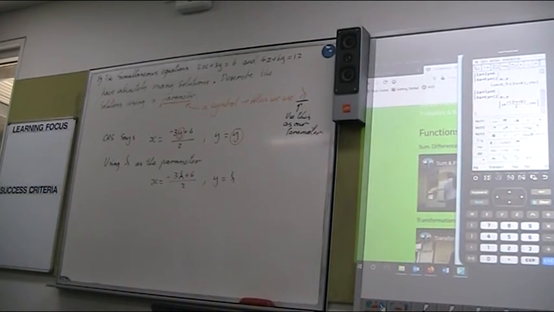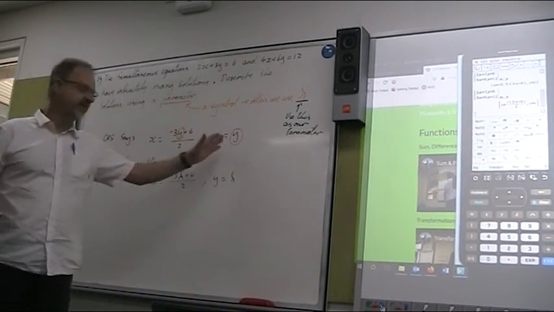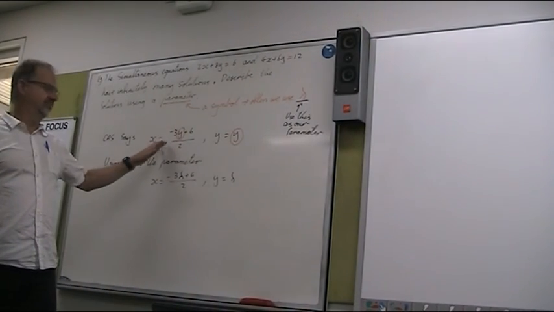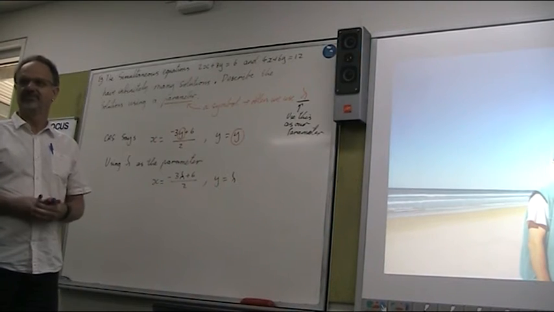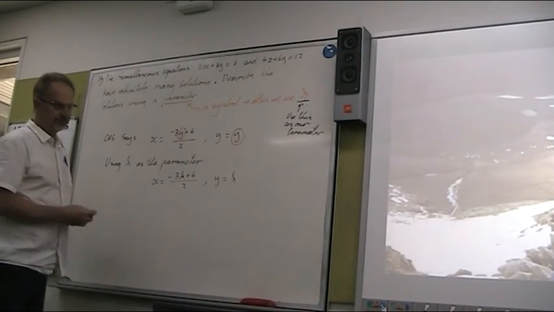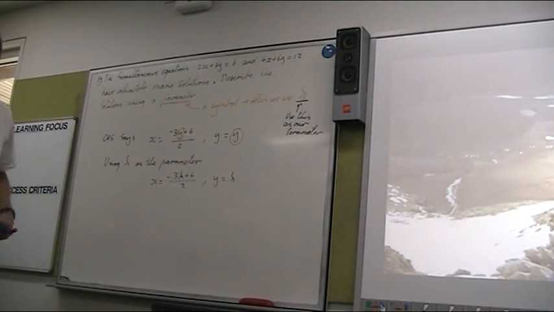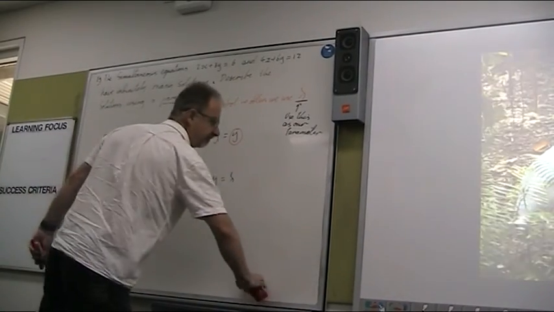All right, we'll do one more. Any questions about that? No. So we use the parameter, so it's not like y equals y. You make y equal to the parameter, and then you replace the y in the x one with that parameter.